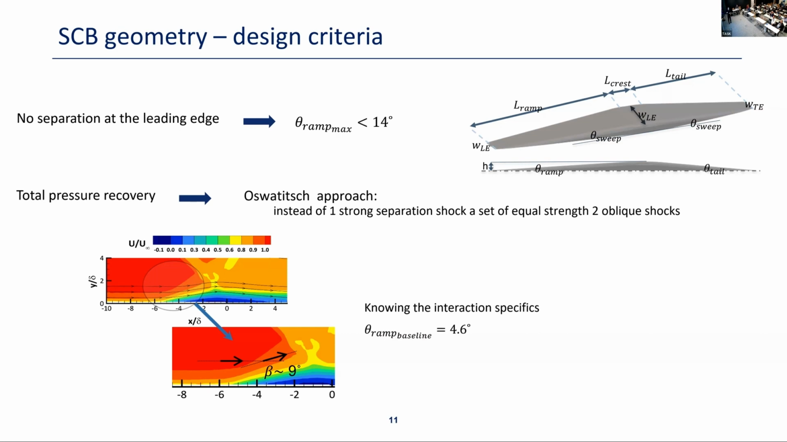And then what we tried to understand is, with that kind of flow deflection, how can we optimize introducing another oblique shock to have the optimal total pressure recovery over the overall interaction. And this gave us a result of around 4.6 degrees of ramp angle for a baseline case.